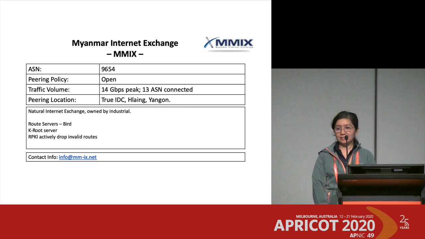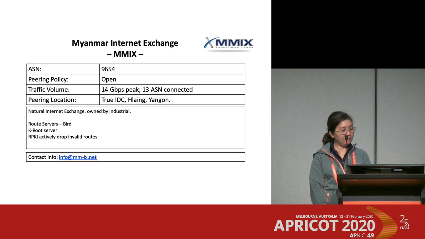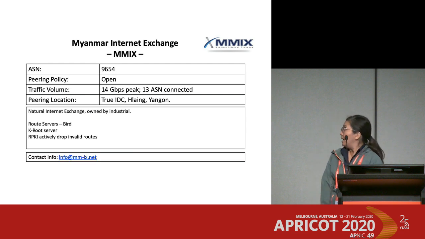Myanmar Internet Exchange is the first and only Internet exchange in Myanmar. Now we have peak traffic of 14 gigabits per second. We have 30 ASNs connected to our exchange. Our data center is a true IDC. We have our route servers, and we are using BIRD. Recently we deployed a Routinator server supported by APNIC. And we also have RPKI actively dropping invalid routes. And next slide.